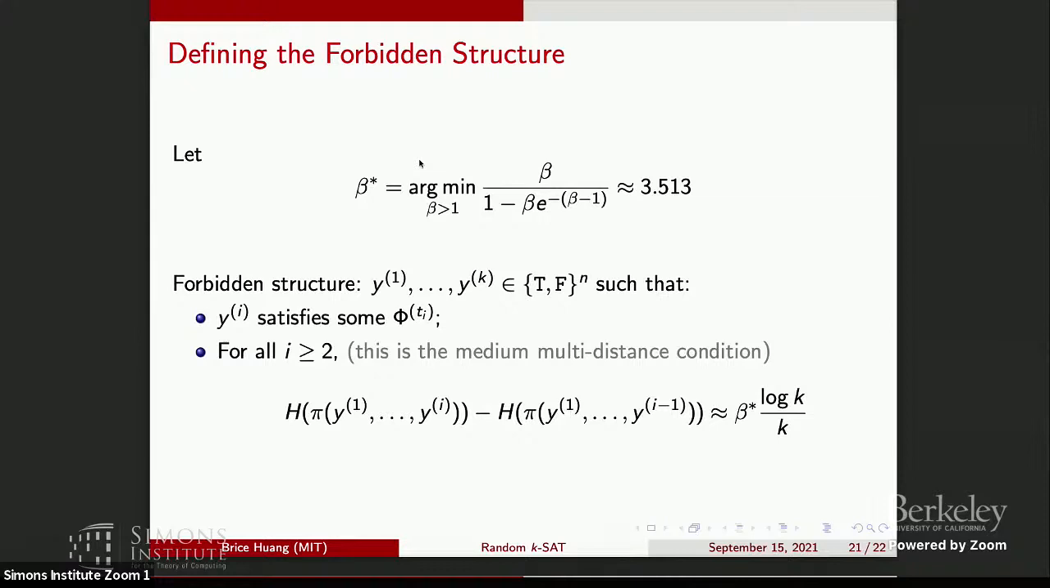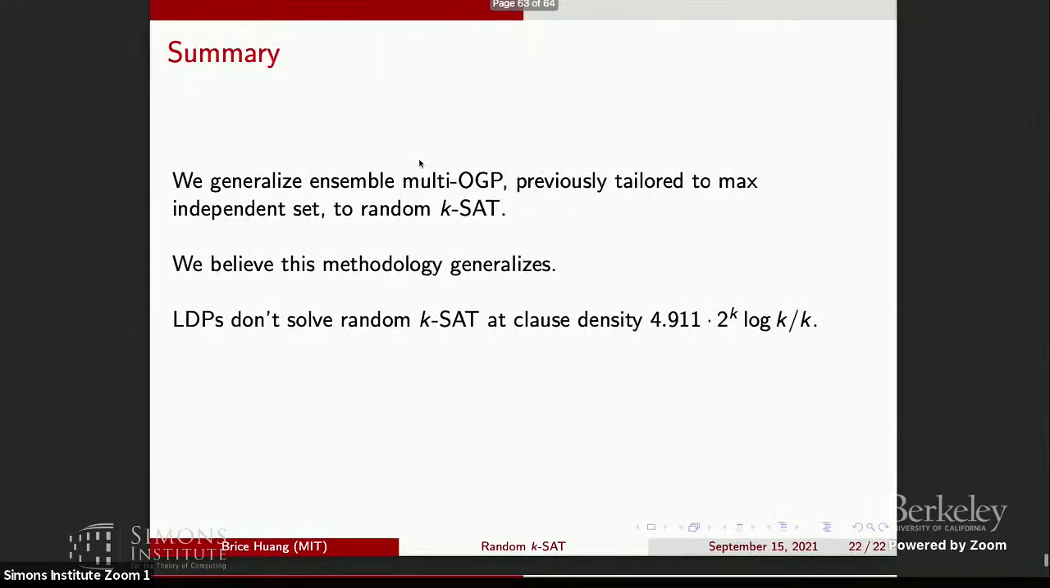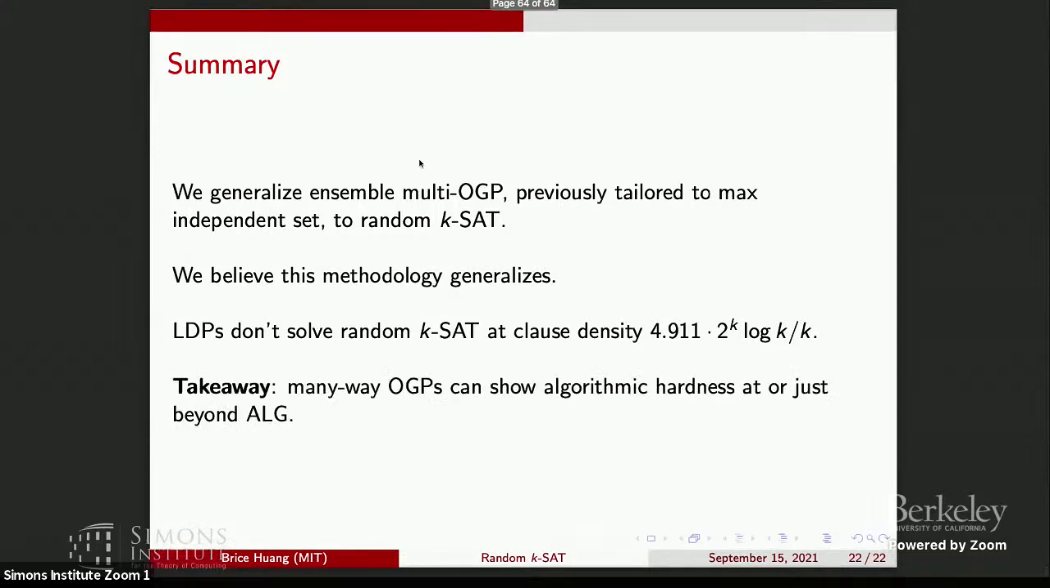And our paper uses a first moment analysis to show that this doesn't occur with high probability. In summary, we generalized the ensemble multi-OGP, which was previously tailored to max independent set, to random k-SAT. And we believe that our methodology can be adapted to other average case problems. For random k-SAT, we show that low degree polynomials don't solve it at a clause density that's a constant factor above the predicted value of alg. And I guess the takeaway is that many-way OGPs can show algorithmic hardness at or just beyond alg. And I'm confident that this method can be used to attack many other problems as well.